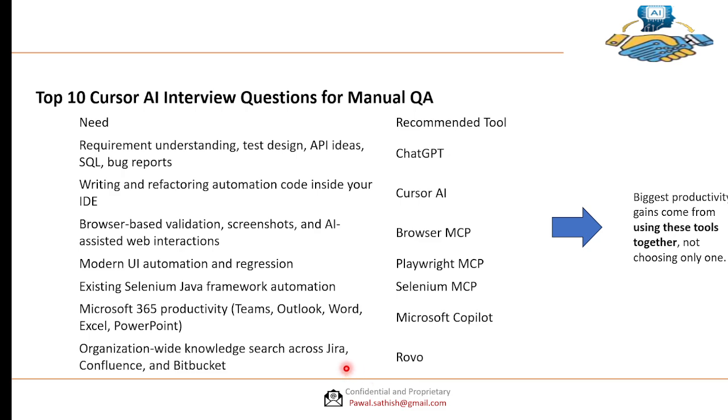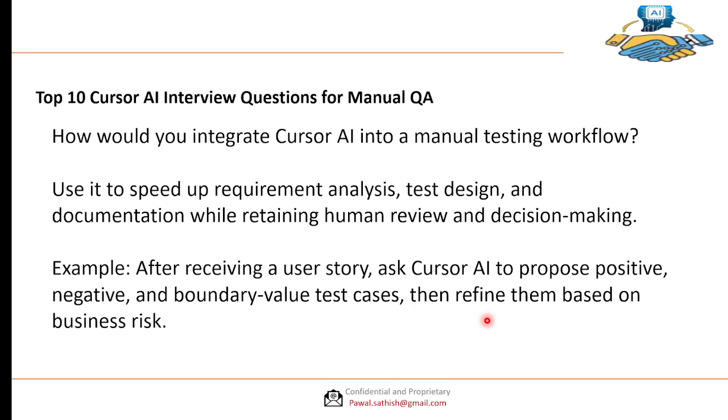then we'll go ahead with Microsoft Copilot. And if your organization is also using Jira, then to find out the defects, we can go ahead with the Rovo tool. This is the Jira AI tool. So if you need to increase productivity, then don't work with only one tool, try to use multiple tools. Saying that, we'll start with the first question.